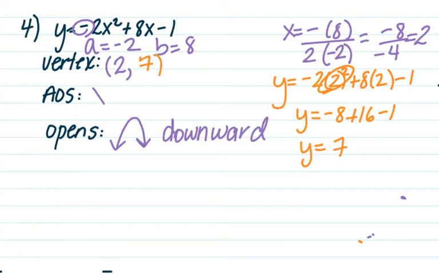All right, and our AOS, it's always important to write it as an equation. So it's always going to be x is equal to something. And remember, it's always the x coordinate in your vertex. So x is equal to 2.